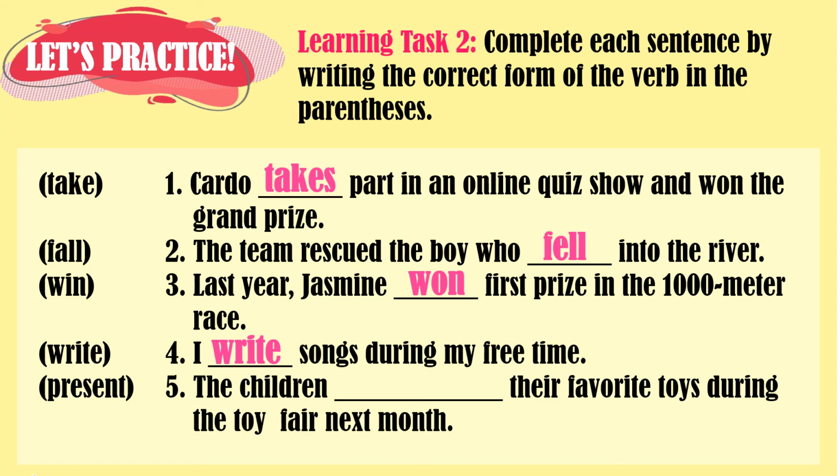Next, the last one. The children blank their favorite toys during the toy fair next month. The time expression is next month. So what should be the correct form of the verb? Will present, because the action will happen in the future.